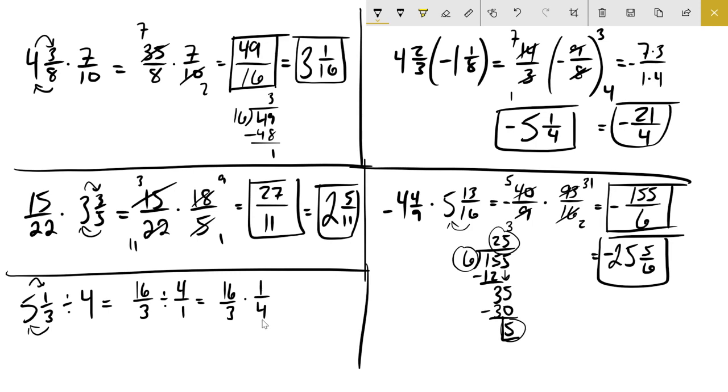Always the second one that gets flipped. This one simplifies because 16 and 4 are both divisible by 4. And so you just have 4 times 1 on top is 4. 3 times 1 on bottom is 3. So that would be 4/3. And if you wanted the mixed number, 3 goes into 4 one time with 1 left over. So that would be your mixed number answer, 1 1/3.